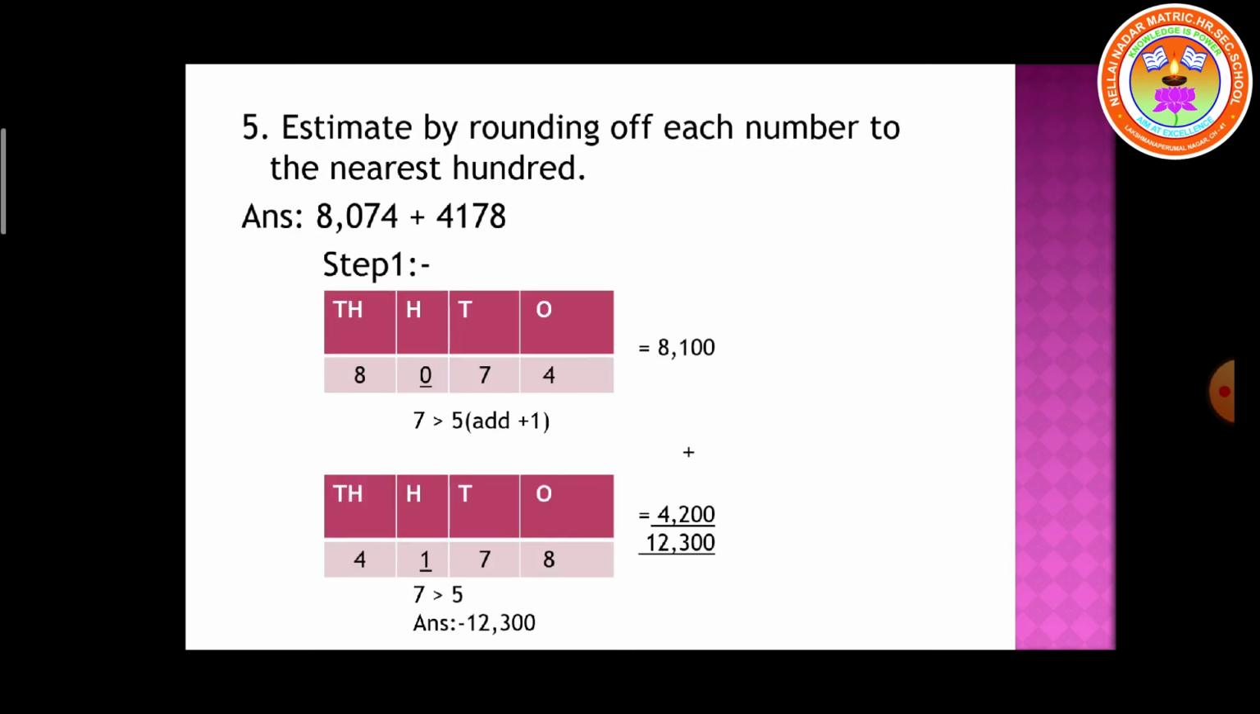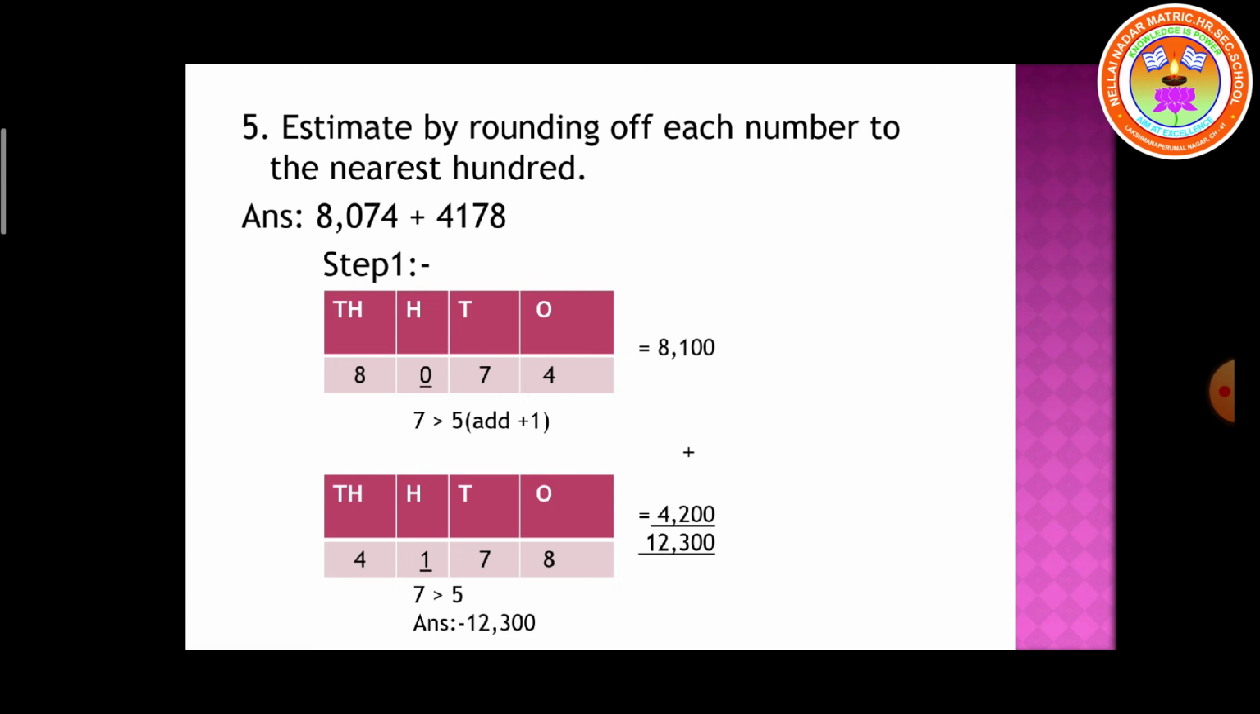Now problem number 5. Estimate by rounding off each number to the nearest 100. So the first problem is 8,074 plus 4,178. Step 1. 8,074. The same rule which we have followed before, the same thing we are going to apply here also. In the ones place you have 4, and in the tens place you have 7, hundreds place 0, and thousands place you have 8. So round off that. In the tens place what do you have? 7. 7 is greater than 5. So you have to add 1 in the hundreds place. So your answer is now 8,100.